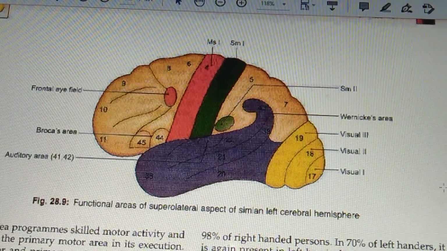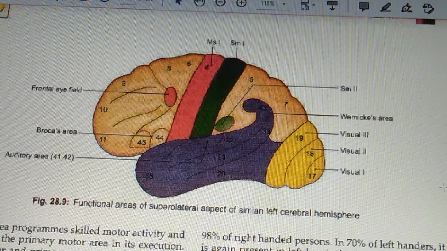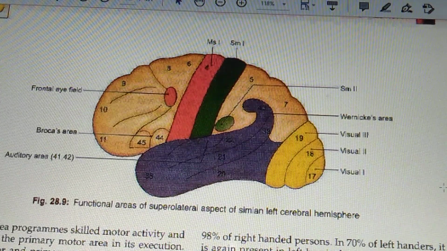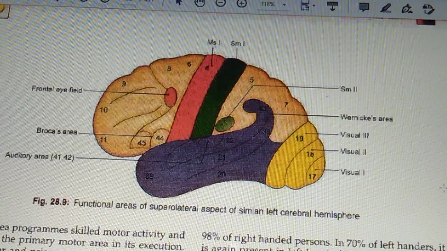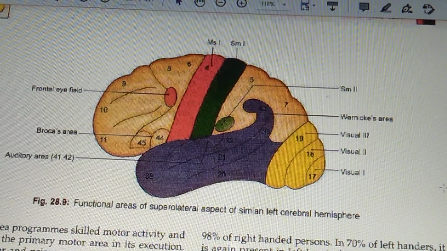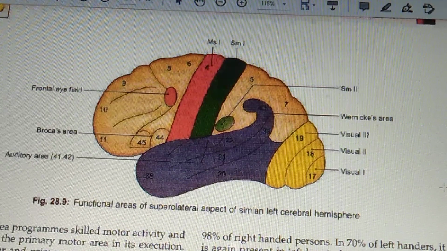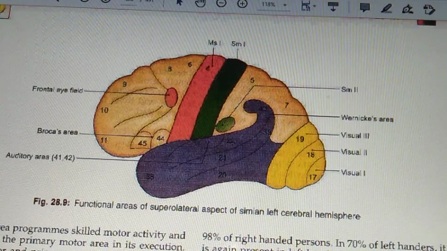The representation of the body in this area corresponds to that in the motor area, that is, the contralateral half of the body is represented upside down except the face. Now here, as in the motor cortex also we have seen the representation, similar representation you will find here also. For that we'll see one more diagram, this one.